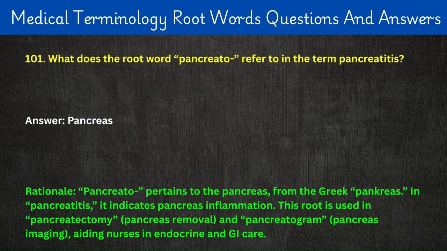101. What does the root word pancreato- refer to in the term pancreatitis? Answer: pancreas. Rationale: pancreato- pertains to the pancreas, from the Greek pancreas. In pancreatitis, it indicates pancreas inflammation. This root is used in pancreatectomy, pancreas removal, and pancreatogram, pancreas imaging, aiding nurses in endocrine and GI care.